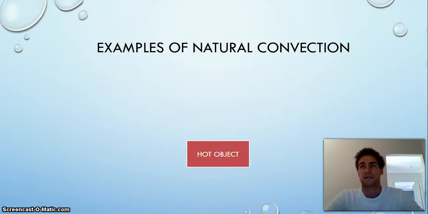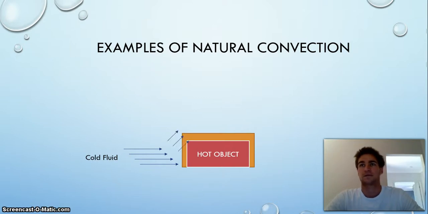Consider the hot object exposed to cold fluids. The temperature of the surface of the object will decrease as a result of the heat transfer between the surface and the cold fluids. The hot object will be surrounded by a thin layer of warm fluid, and the heat will be transferred from this layer to the outer layer.